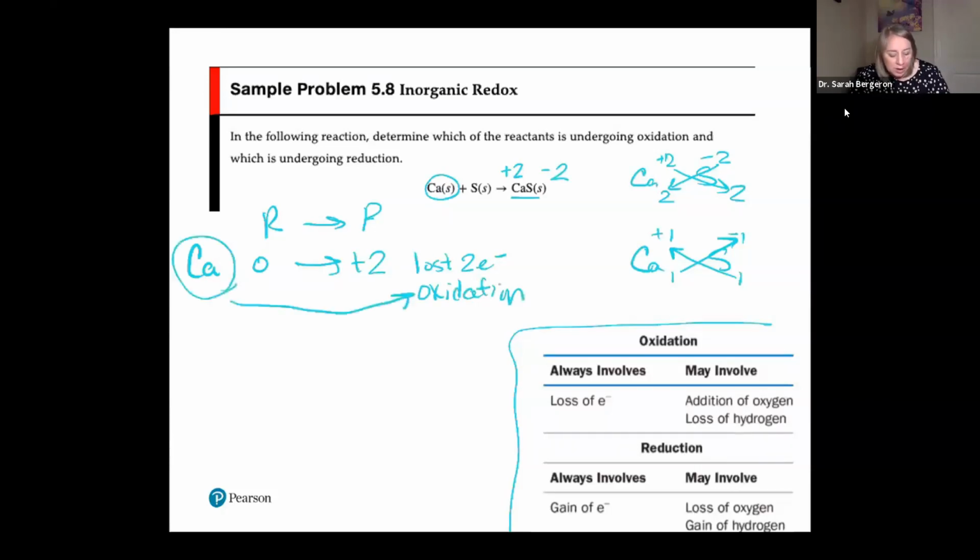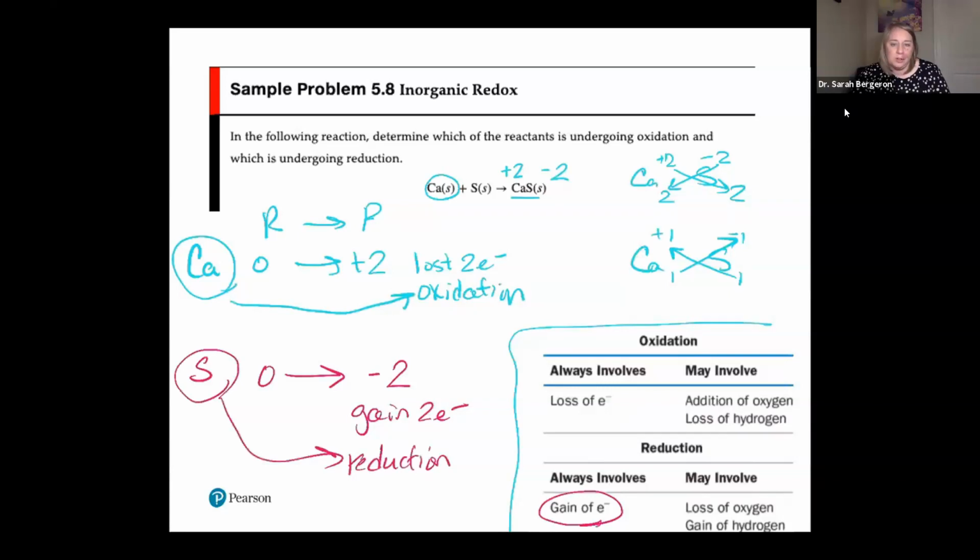So let's try our other element, sulfur. Sulfur starts out as 0 in the reactants. We go to the products and we see it's a -2. How do we get a -2? We gain 2 electrons. Because we are gaining 2 electrons, this must be the reduction reaction. So our sulfur is undergoing reduction. So that's how you do those problems.